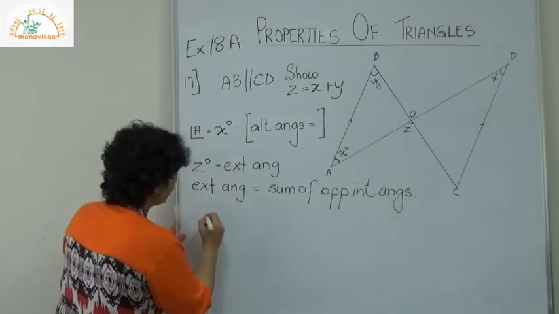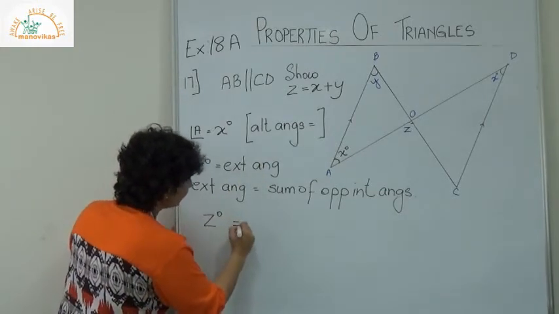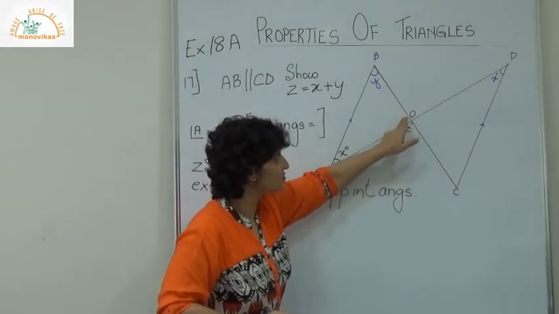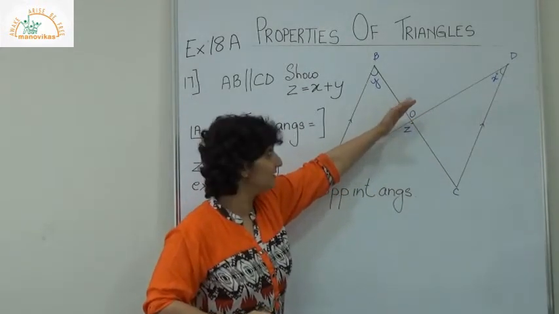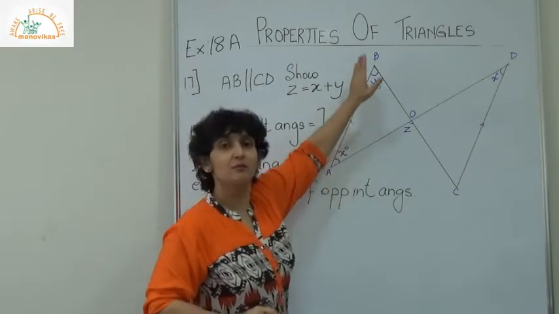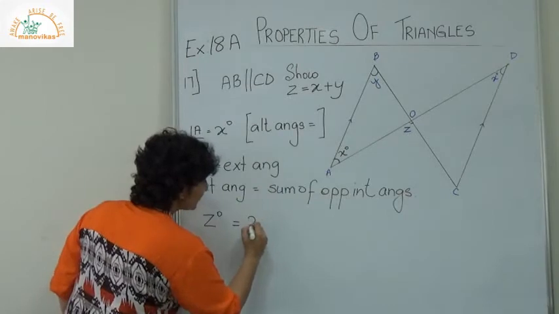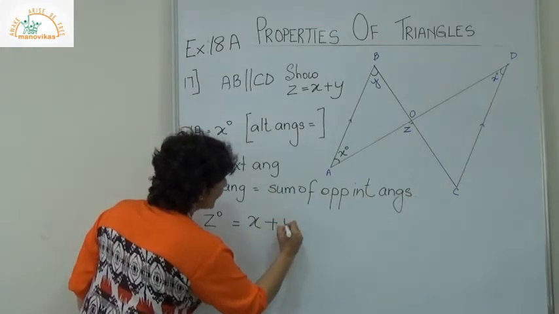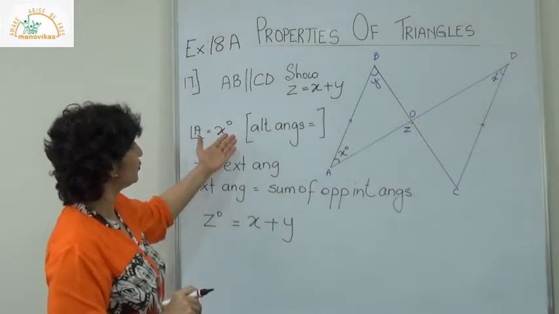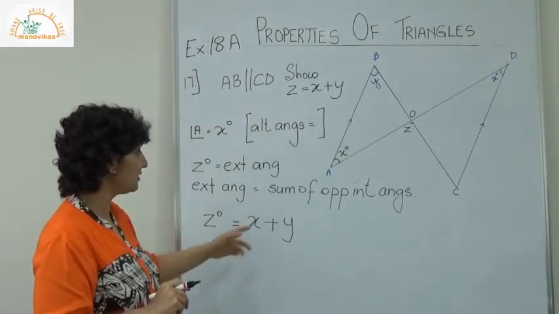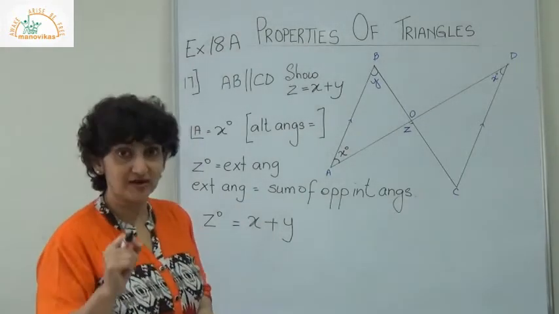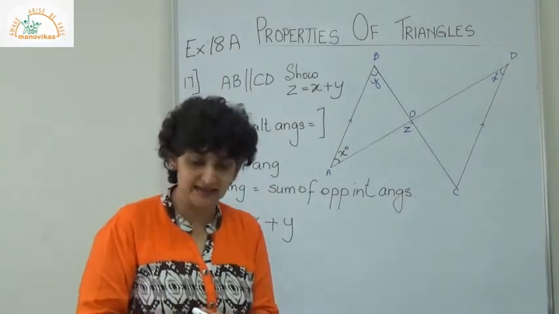Alright. So that means Z degree is equal to this Z. Now just next to it would be your adjacent angle. So which are your opposite angles? These. So it will be equal to X plus Y. Isn't it? Z is equal to X plus Y. Did you understand? So you have proved now that Z is equal to X plus Y. I hope you have understood. Let's move on to the next sum.